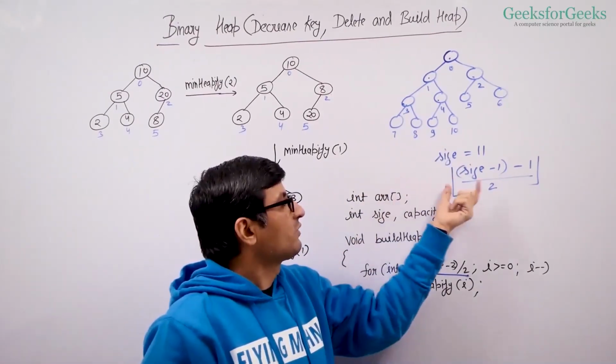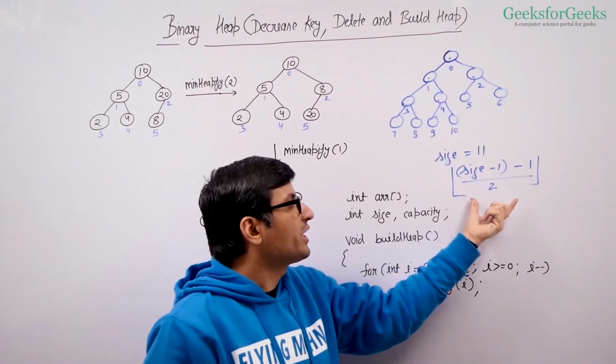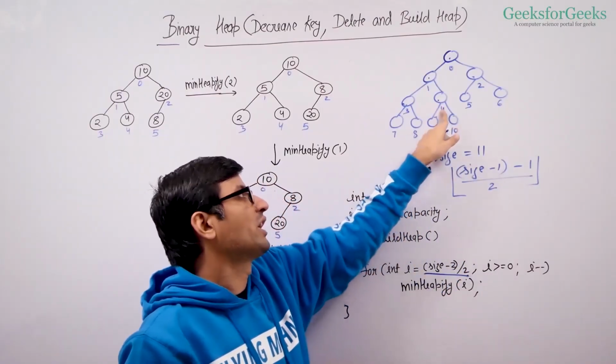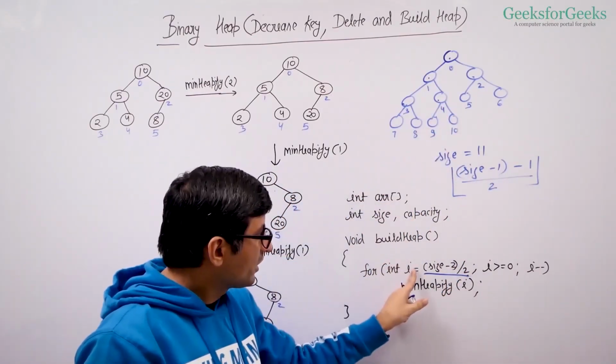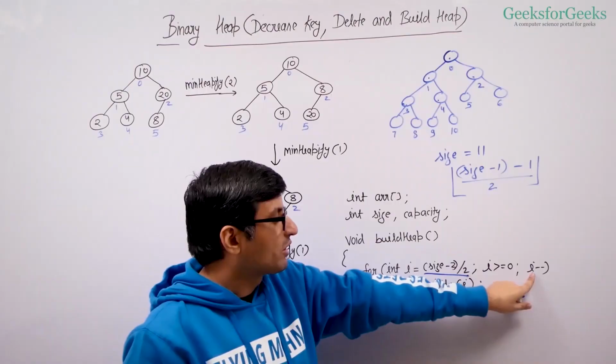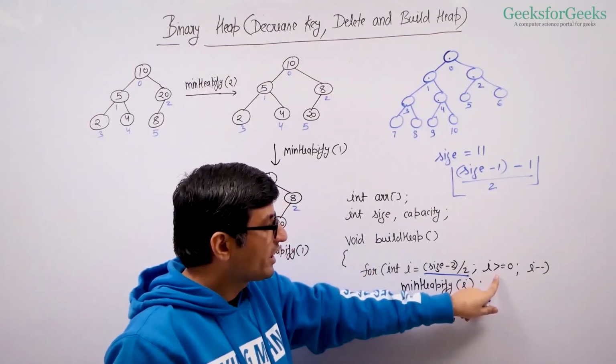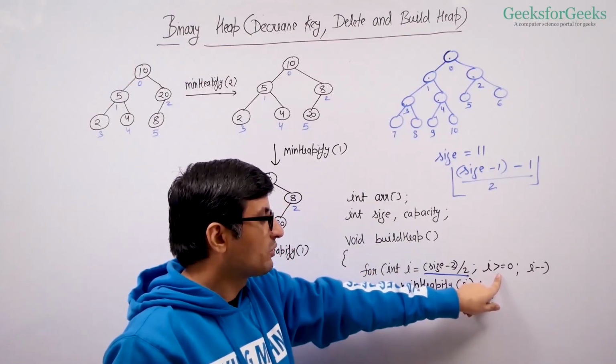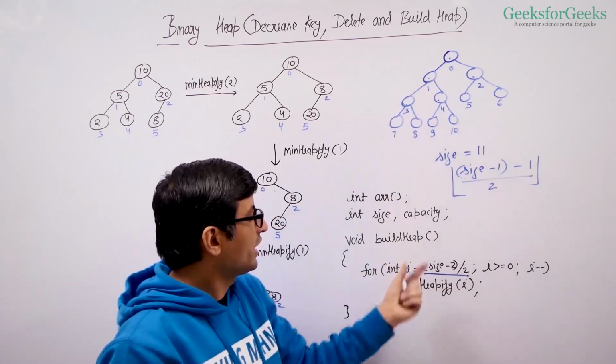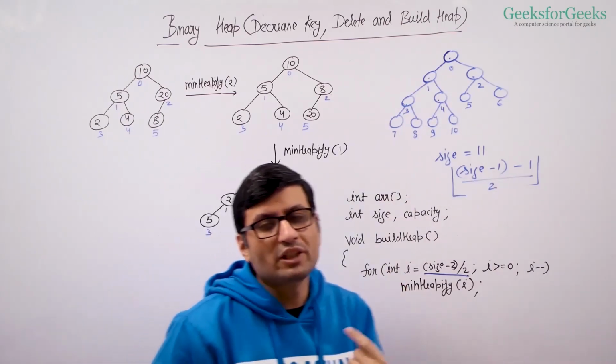So we know the index of the last node. We simply use the parent formula to get the required node, and we begin from here. Then we decrement it one by one, and we do that while the index is greater than or equal to 0. We stop at 0, the root node, and we simply call min heapify for every index.